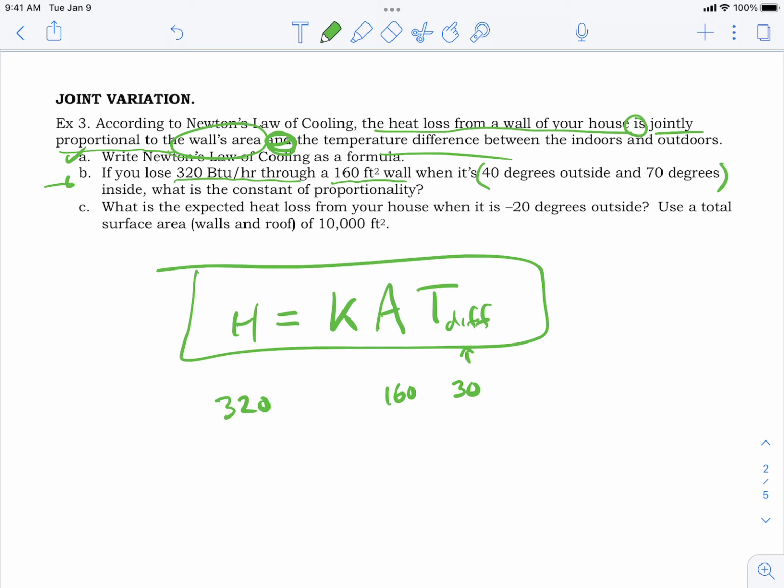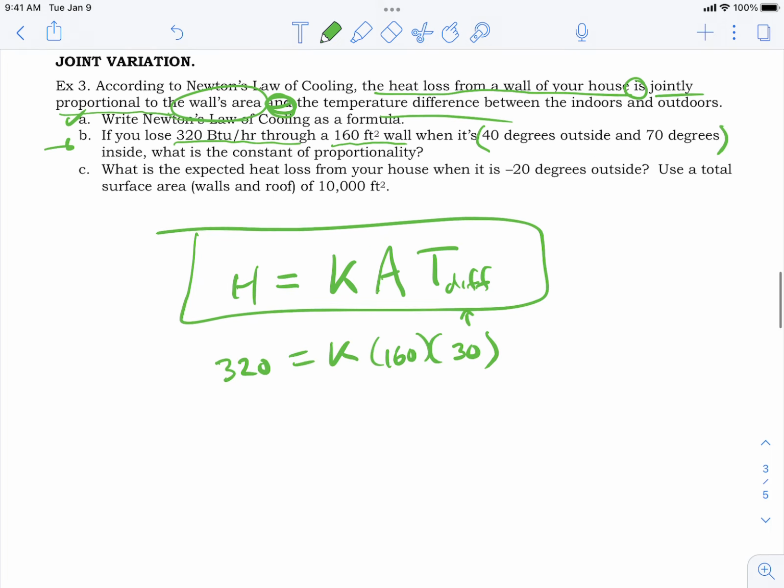It's like you're trying to heat your house up by 30 degrees. Because if you turn the heat off, your house is going to end up at 40 degrees eventually. But you're trying to get it back up to 70. So you're trying to heat it up by 30 degrees. That's why the temperature difference is important. So anyway, that's that. There's the K. I guess it's time to solve here, huh?